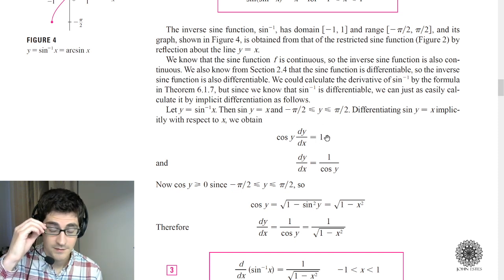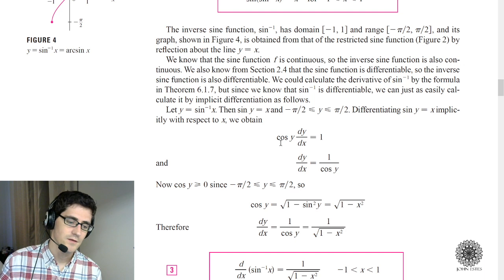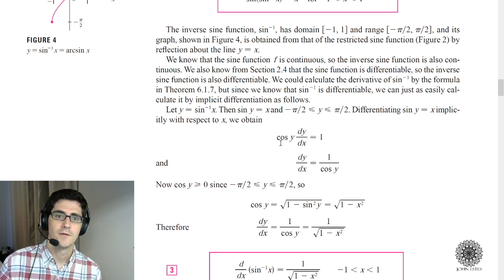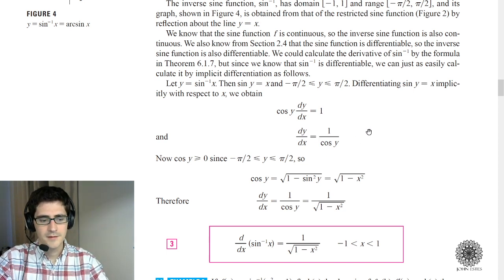The derivative of sine y, using implicit differentiation, would be the derivative of sine is cosine, so it's cosine y times the derivative of y, which is dy dx. So I get cosine y dy dx equals 1, which means dy dx equals 1 over cosine y, just solving it with algebra. All right.